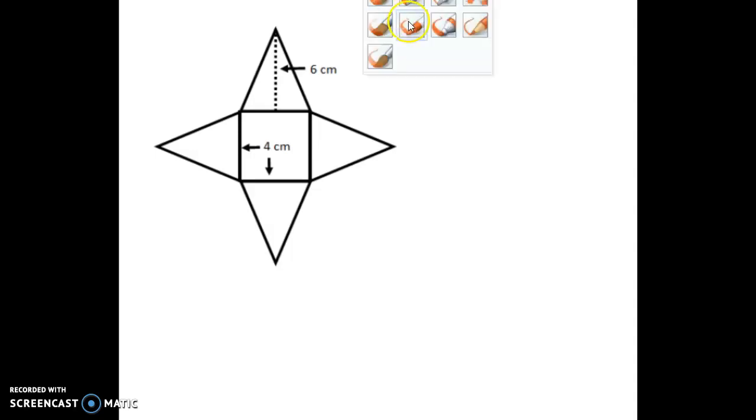Okay, so we're going to start by finding the surface area of this net. Now this net would fold up into a rectangular pyramid, and more specifically a square pyramid, because the bottom is a square. It says 4 on both sides. So we need to find the area of this square, which would be the bottom.